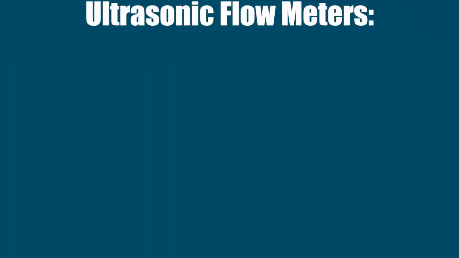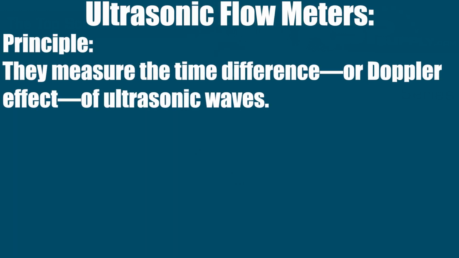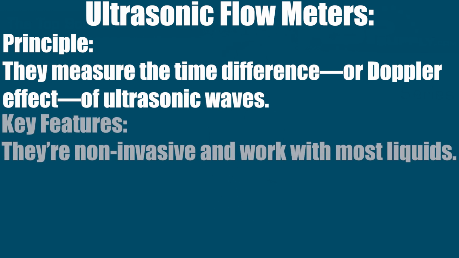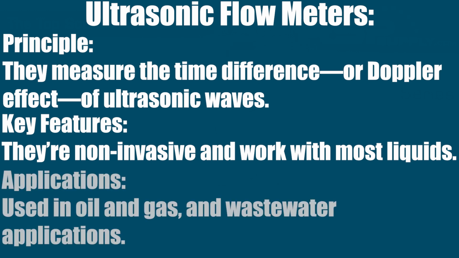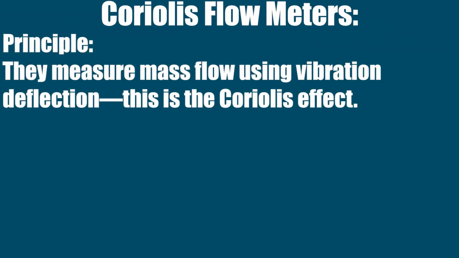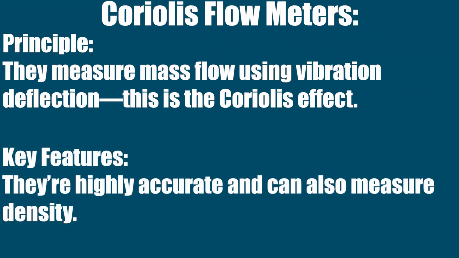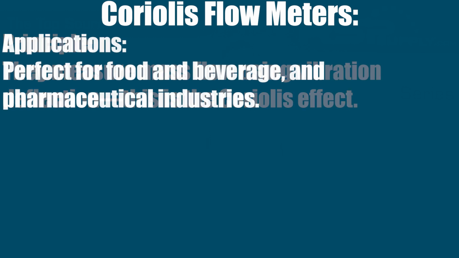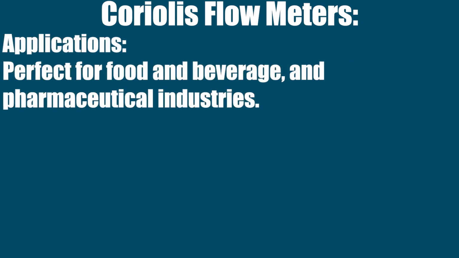You also have ultrasonic flow meters. Its working principle is it measures the time difference or the Doppler effect of ultrasonic waves. Some key features of ultrasonic: they're non-invasive and work with most liquids. You'll find it used in oil and gas and wastewater applications. Coriolis flow meters. These measure mass flow using vibration deflection. This is the Coriolis effect. Some features about the Coriolis meter: they're highly accurate and can also measure density. Applications perfect for food and beverage and pharmaceutical industries, as well as water and wastewater.